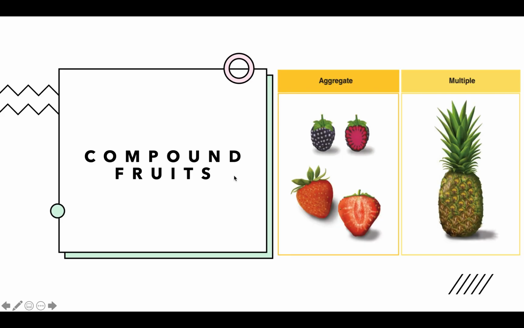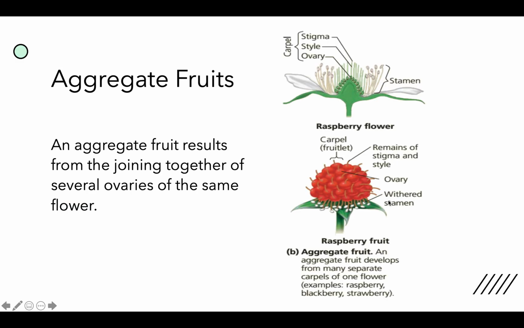Moving from simple, we now have another type of fruits called compound fruits. This is a type of fruit which develops from several ovaries in either a single flower or multiple flowers. Compound fruits may be aggregate or multiple. Let's start with the aggregate fruits. An aggregate fruit results from the joining together of several ovaries of the same flower.